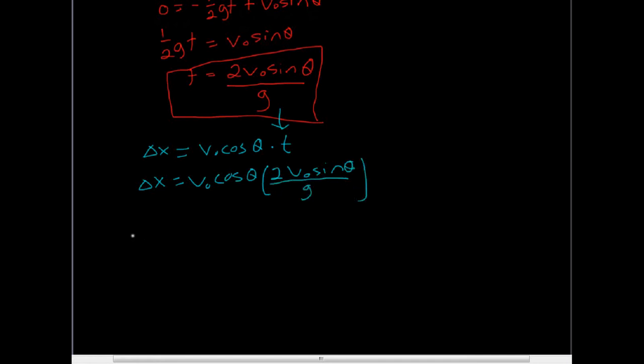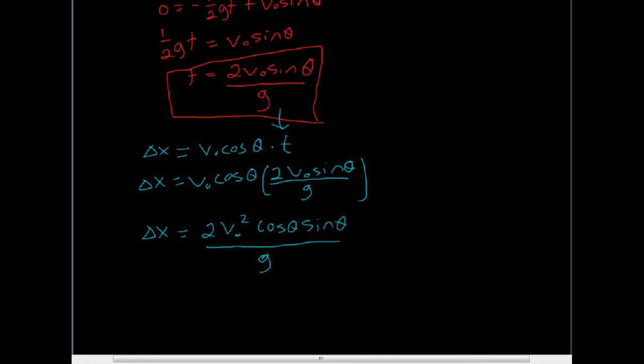And again, a little bit of algebra and some rearranging yields our change in x is equal to 2 times v naught squared, because v naught times v naught, times cosine of theta times sine of theta, all over g. So this is the horizontal range at which the particle is moving.